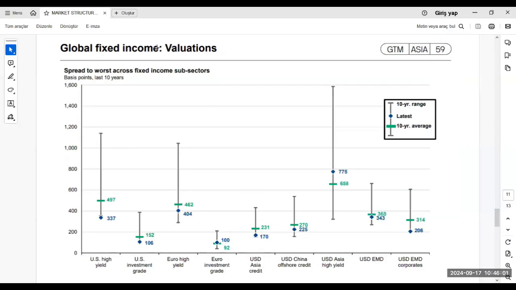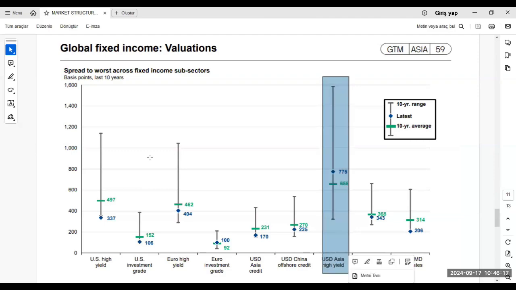And here, global fixed income, as you see, US high yield, investment grade, Europe high yield, investment grade, China offshore, Asia high yield. Look at the Asia high yield. Huge basis point, 1,600. So if you are taking a position in high yield bonds, yes, you can have an opportunity to get huge return, but the volatility is higher as well. So you can lose money there as well.